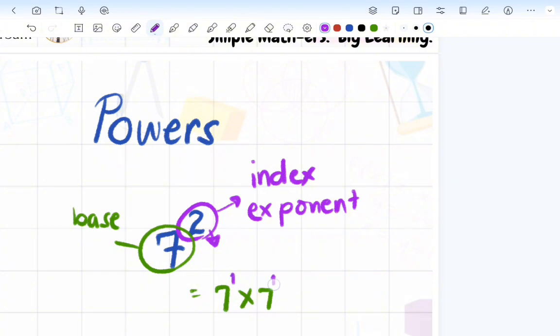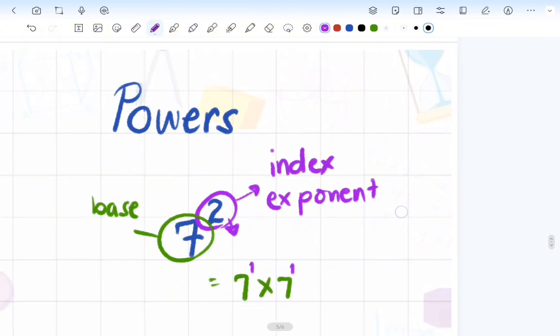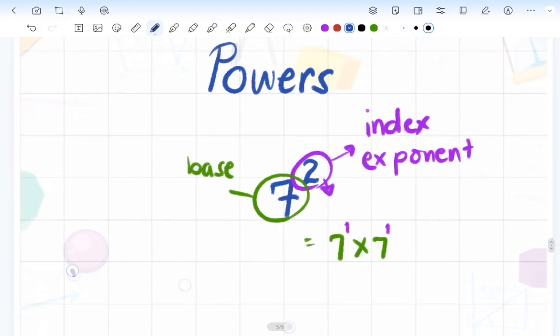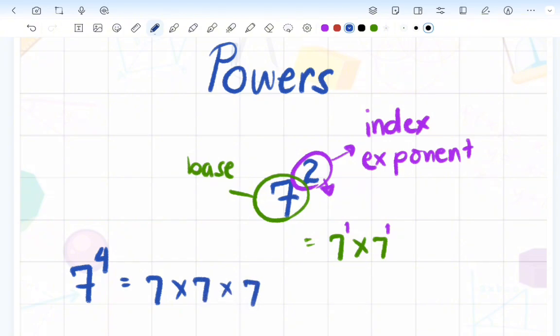How do we get that? It's because 1 plus 1 is equal to 2. Which means that if we have a power of 7 power 4, it will be 7 times 7 times 7 times 7. Because if we don't see an exponent, it means this is 1, or power 1.